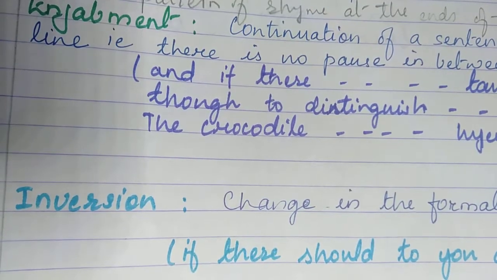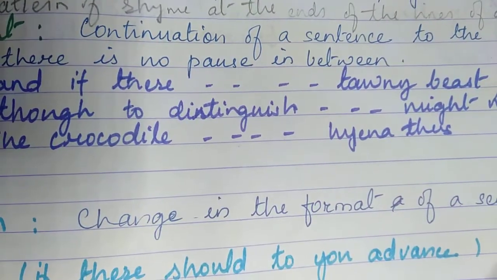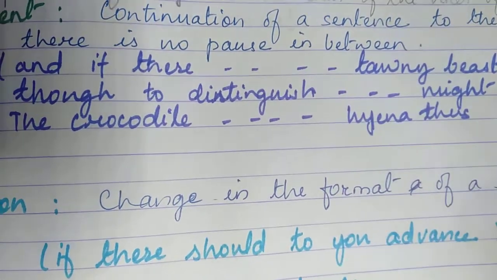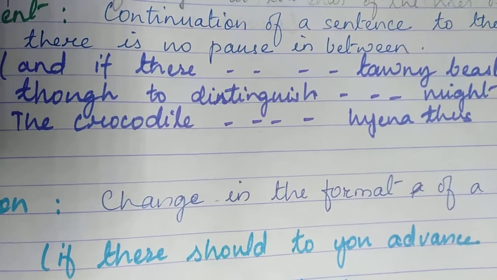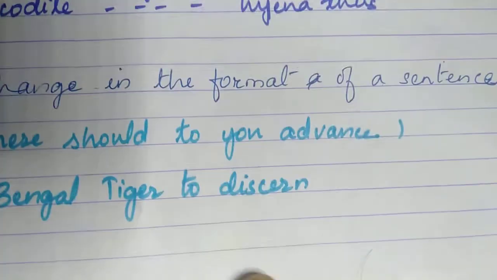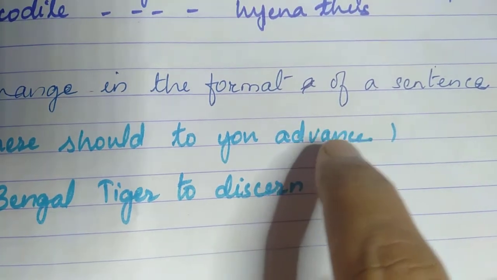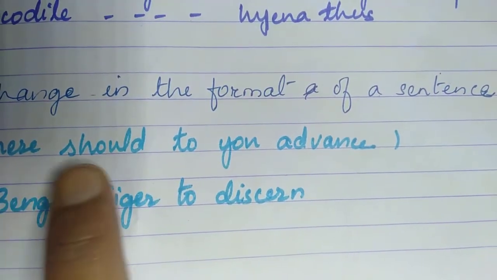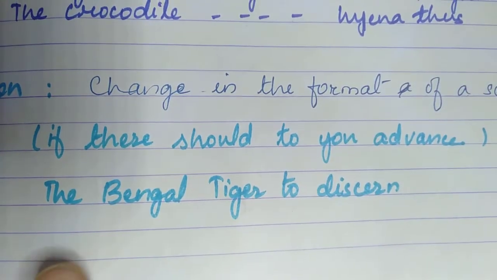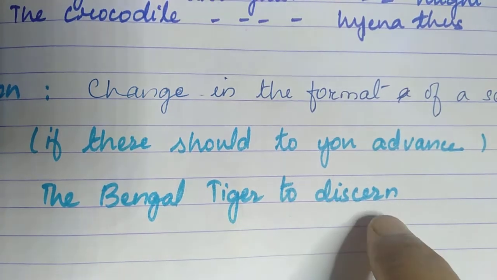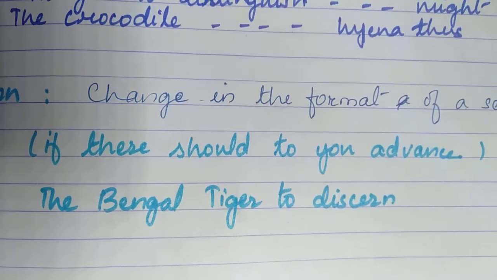Now, the next poetic device is inversion. Inversion is change in the format of a sentence. Like the structure of the sentence, there is some change in a poem. That is known as inversion. You can see this in this line: "If they should to you advance." That is, if it should advance to you; instead of that, it is "if they should to you advance." So this is an example of inversion. The next example is "the Bengal tiger to discern." So this is also an example of inversion.